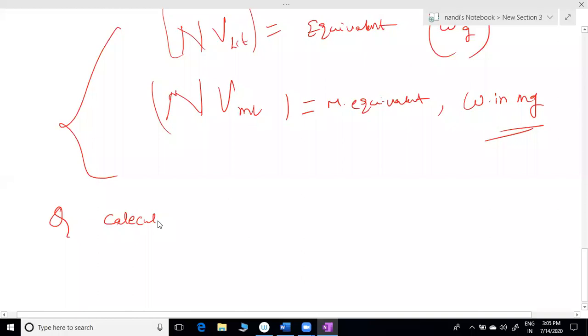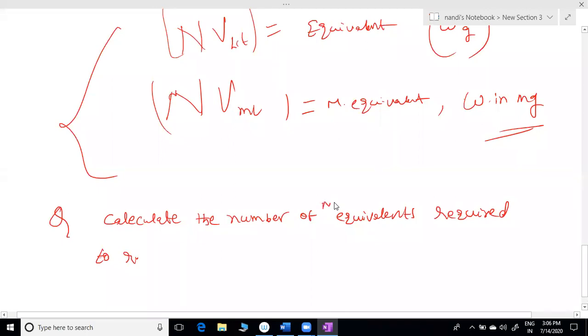Calculate the number of equivalents required to react with 0.8 M 500 ml of H3PO4. Right. And I am giving three models, three formulas on how to use.